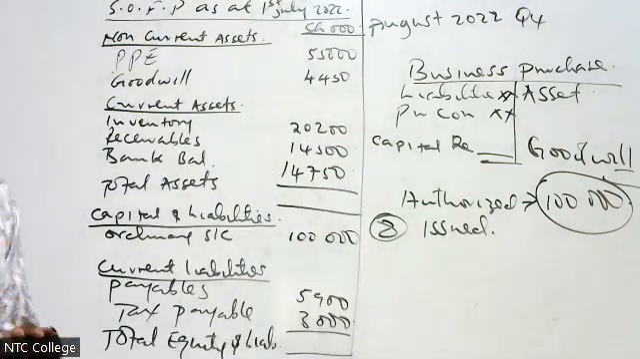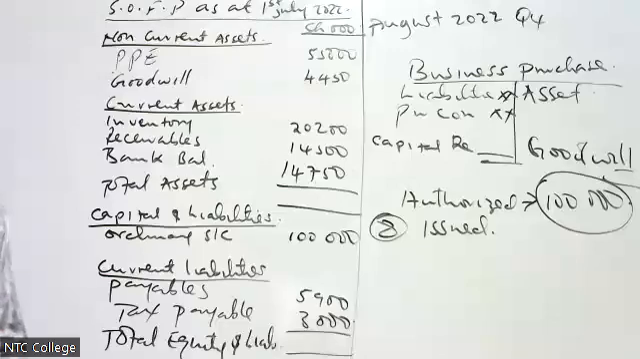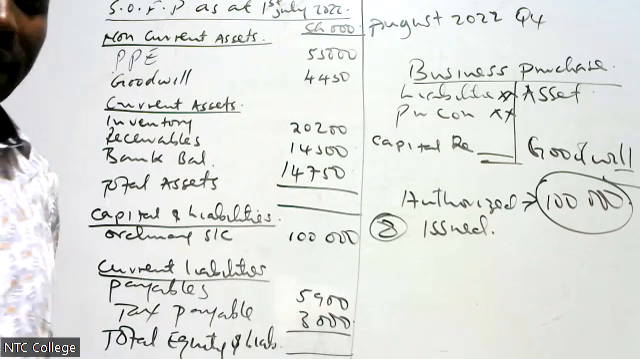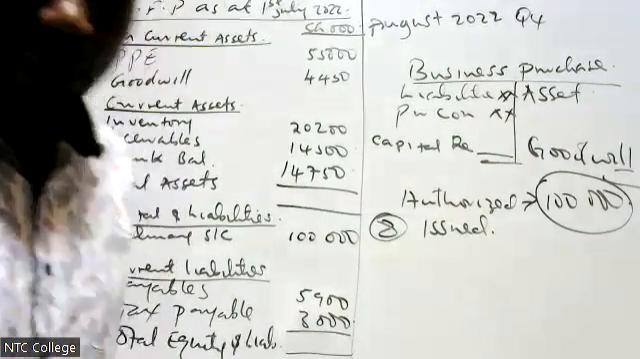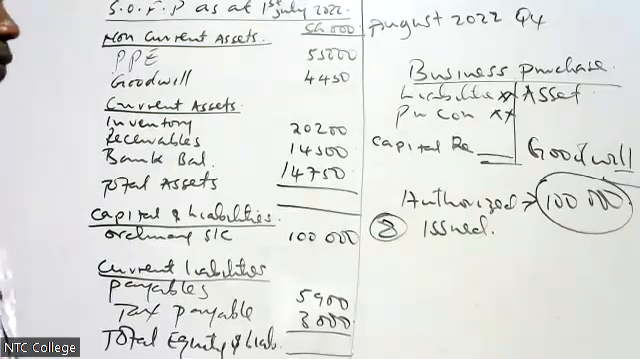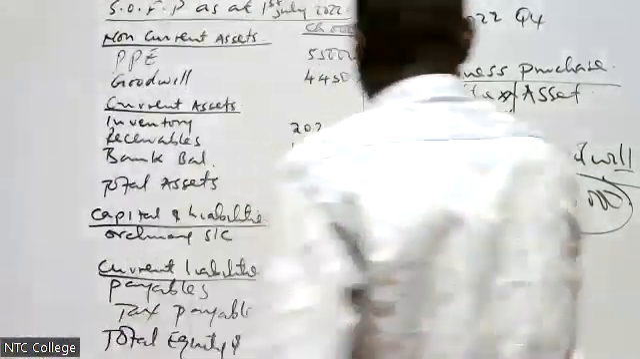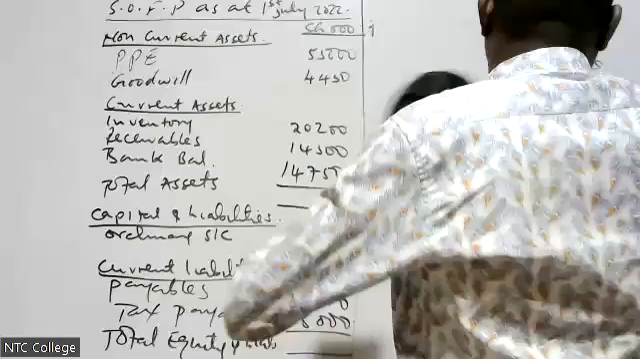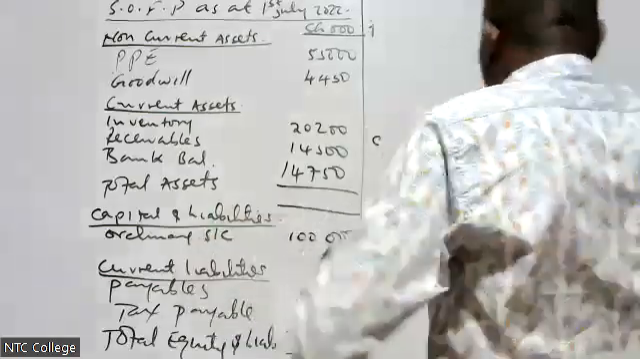So that we go to the next question quickly and we understand the concept. Quickly, the balancing figure, do it quickly. My good friends, do it quickly, so that we go to the next question. Okay, we go to the next question.